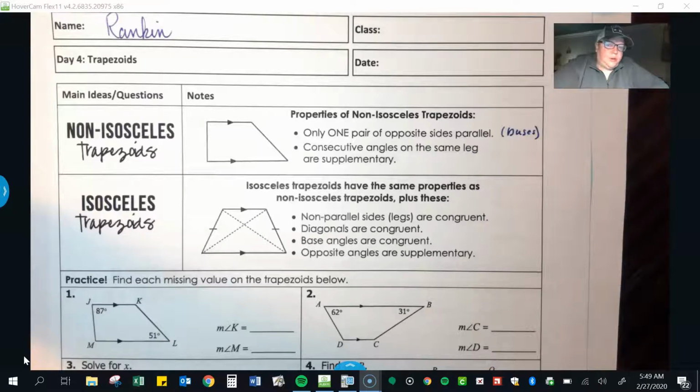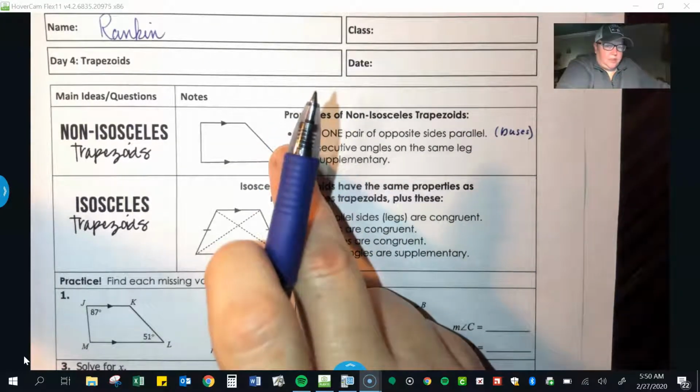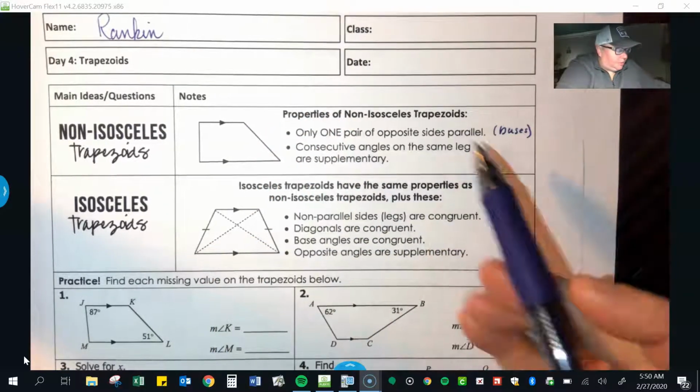Today I'm going to teach you about non-isosceles trapezoids and isosceles trapezoids. You may be wondering what the difference is. Well, that's a great question. First, let's talk about the properties of a non-isosceles trapezoid.